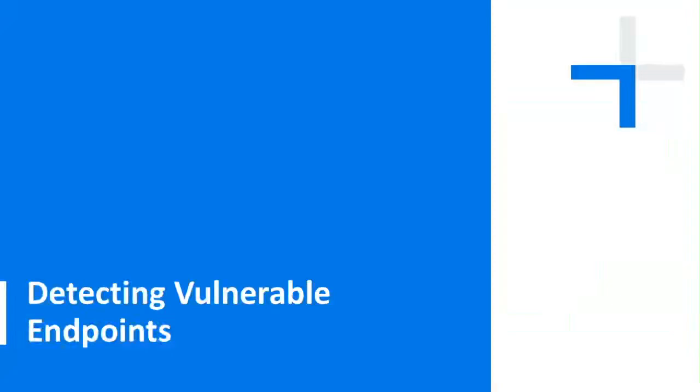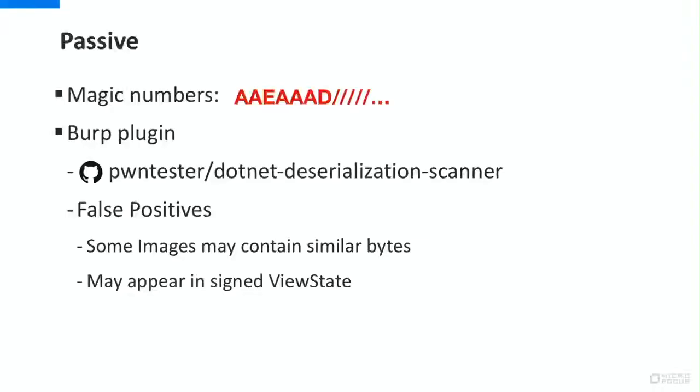All right, so how about finding if your applications are vulnerable? There are different approaches. The first one, probably the most simple one, is to inspect the traffic flowing in and out of your applications and look for magic numbers or these signatures of the traffic being serialized data. As we saw before, this AAEAAAD is an example of this. This is the base64 format for the magic number of the binary formatter, but there are other magic numbers, for example, for the object state formatter or for the XML serializer, and there are other encodings.